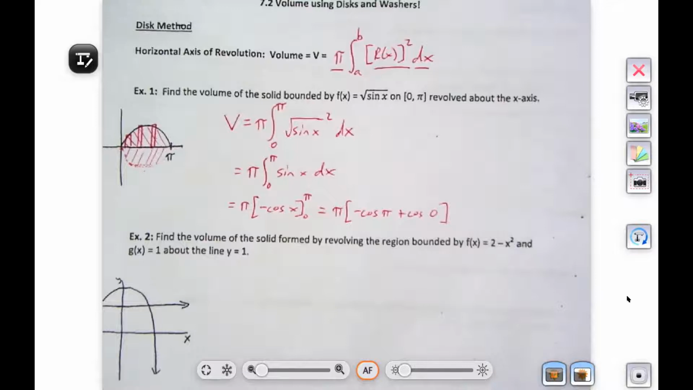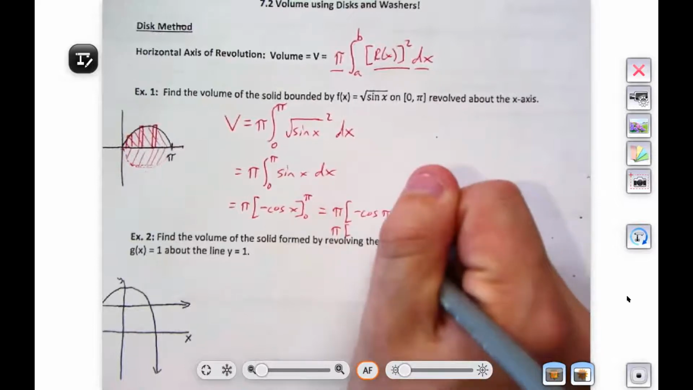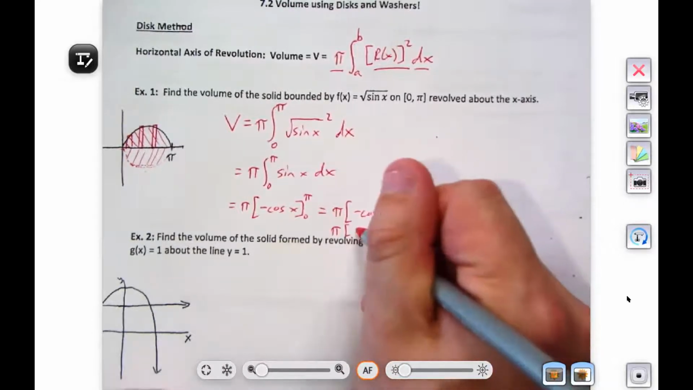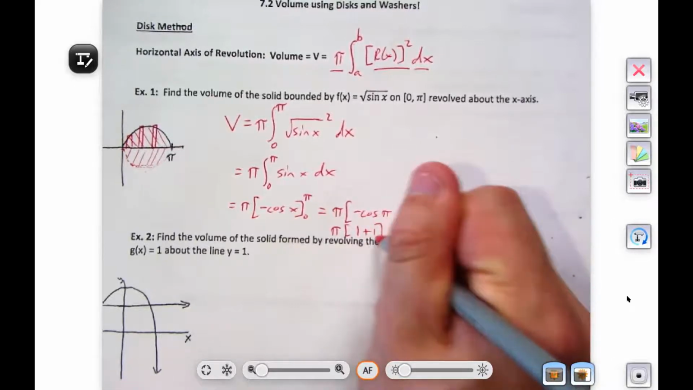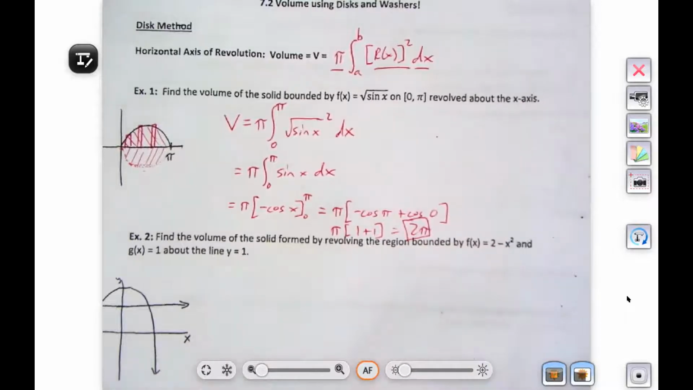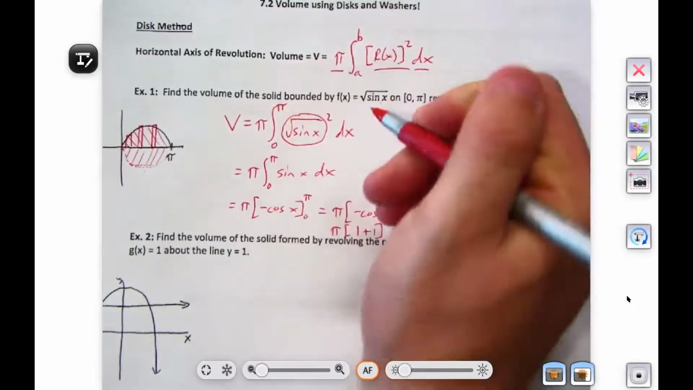Remember, if it's an FRQ, you can leave that answer. You don't have to evaluate trig functions on a free response question. Just keep that in mind. So it'd be pi, and then cosine of pi is -1. So -1 is 1 plus 1. 2 pi is the volume of that figure. 2 pi.